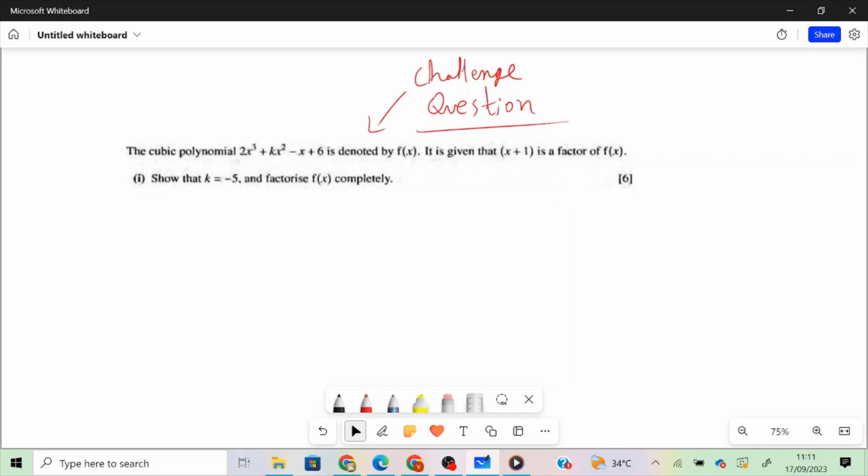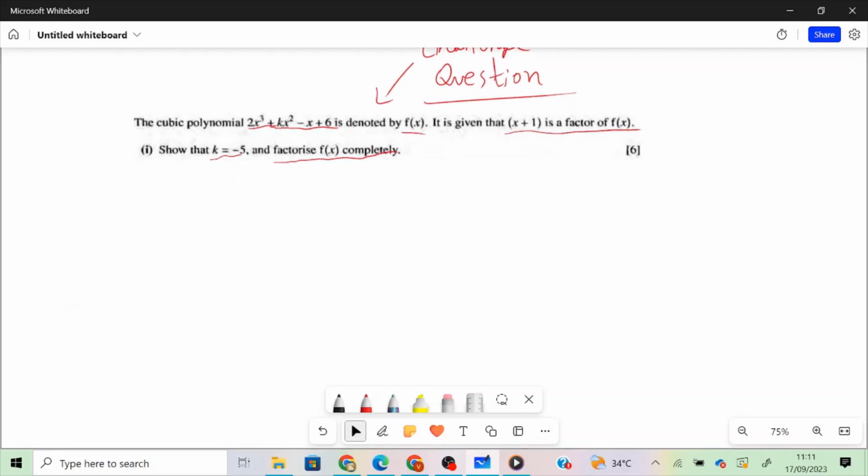The cubic polynomial 2x cubed plus kx squared minus x plus 6 is denoted by f of x, okay? It is given that x plus 1 is a factor of f of x, okay, good to know. Part a says that show that k is equal to minus 5 and factorize f of x completely.